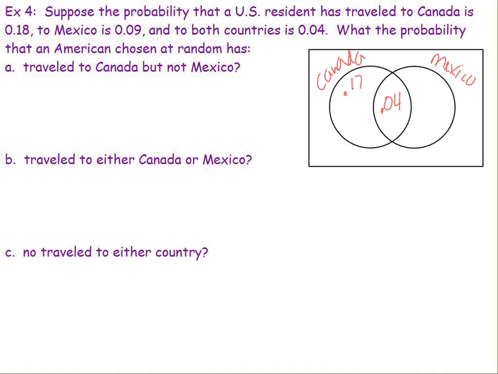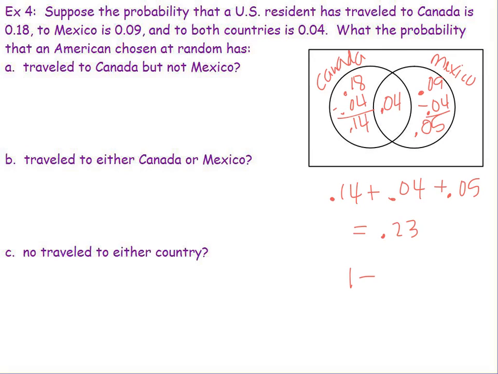Canada was 0.18. Take away 0.04. That leaves you with 0.14. Mexico was 0.09. Take away 0.04, which leaves you with 0.05. So there's still a whole lot left over. So let's figure out the leftovers. 0.14 plus 0.04 plus 0.05 gives you 0.23. And 100% take away 23 leaves you with 77.